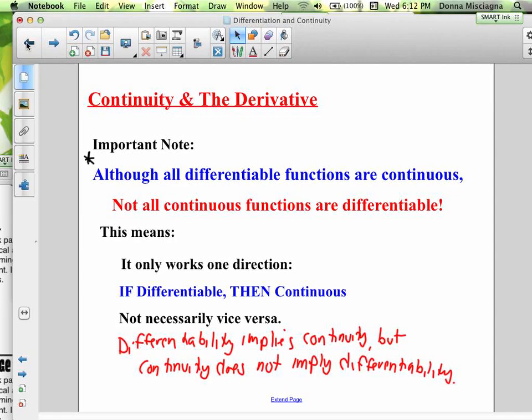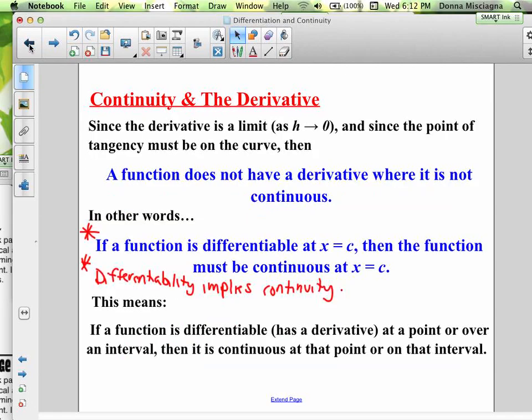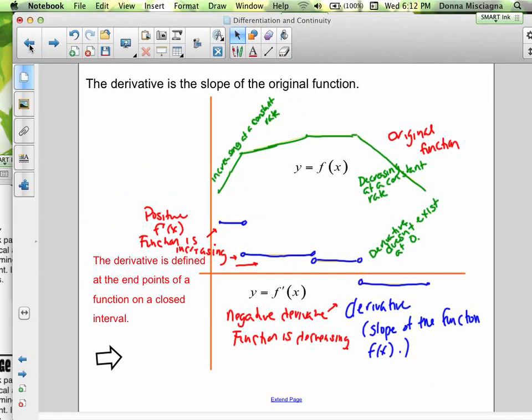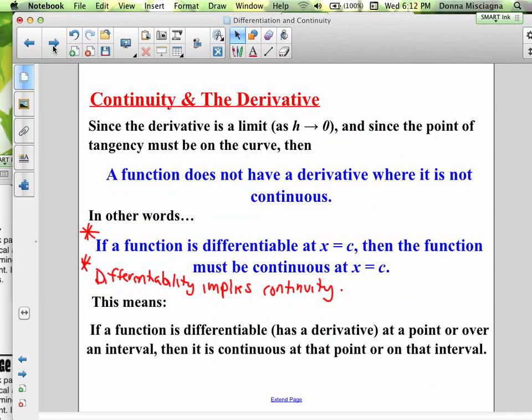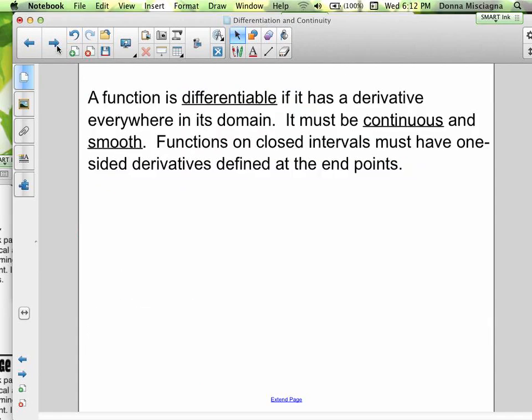You might have noticed some features of this graph, and maybe you have figured out without me even telling you what the problem for this graph might be. So you can check yourself, because I'm going to go over what makes a continuous function not differentiable. Let's get to that page. Oh, it's on the next page, but I'm going to read this part first. So a function is differentiable if it has a derivative everywhere in its domain. It must be continuous and smooth. Functions on closed intervals must have one-sided derivatives defined at the endpoints. Right? So if your endpoint is a closed point, not an open point, then you are differentiable at that endpoint, and it's a one-sided derivative.